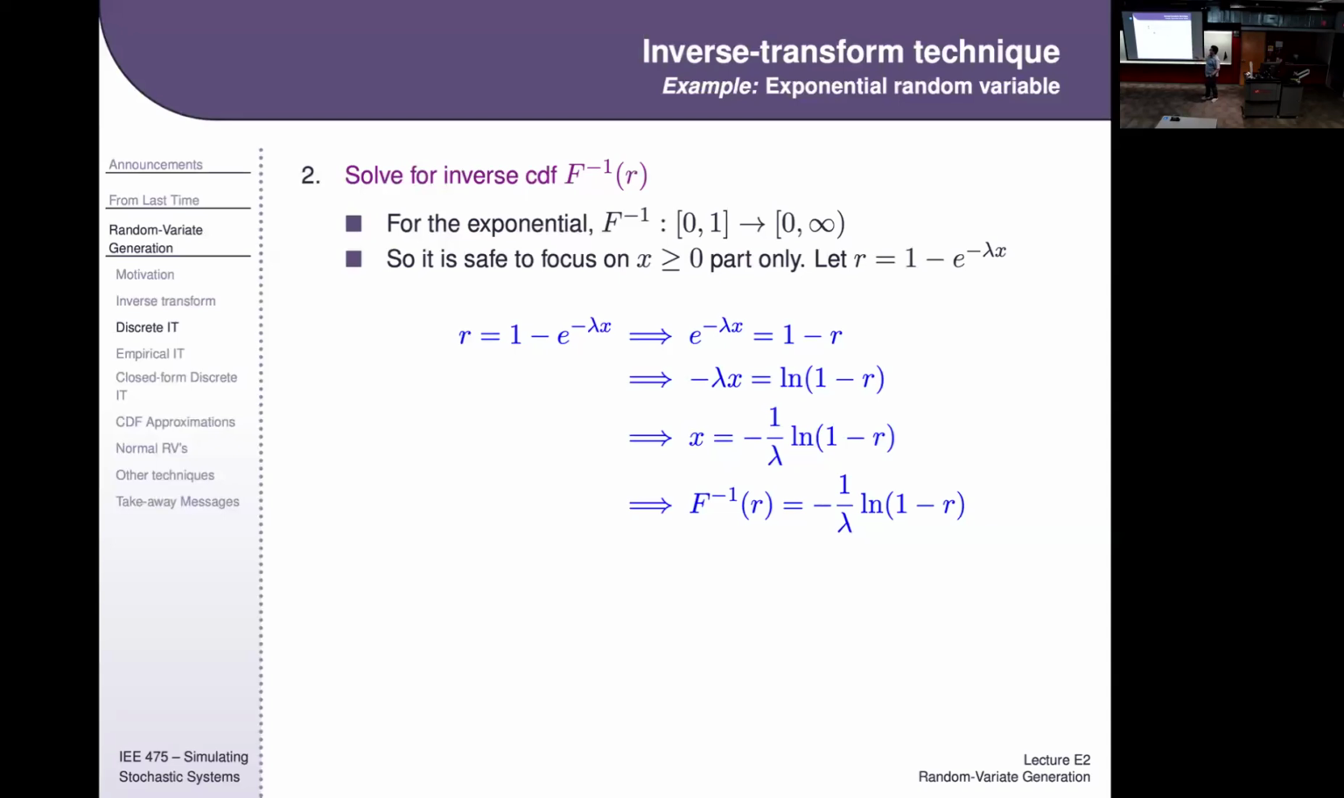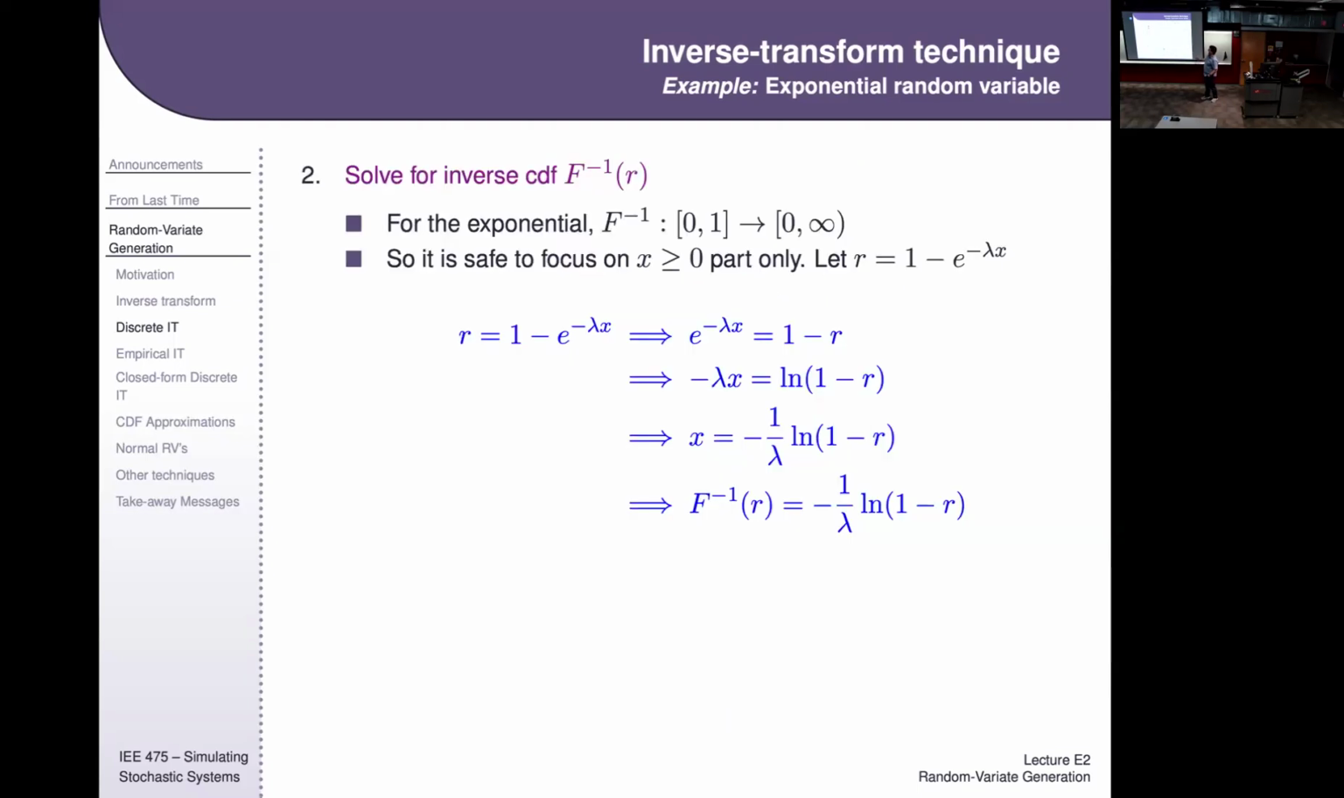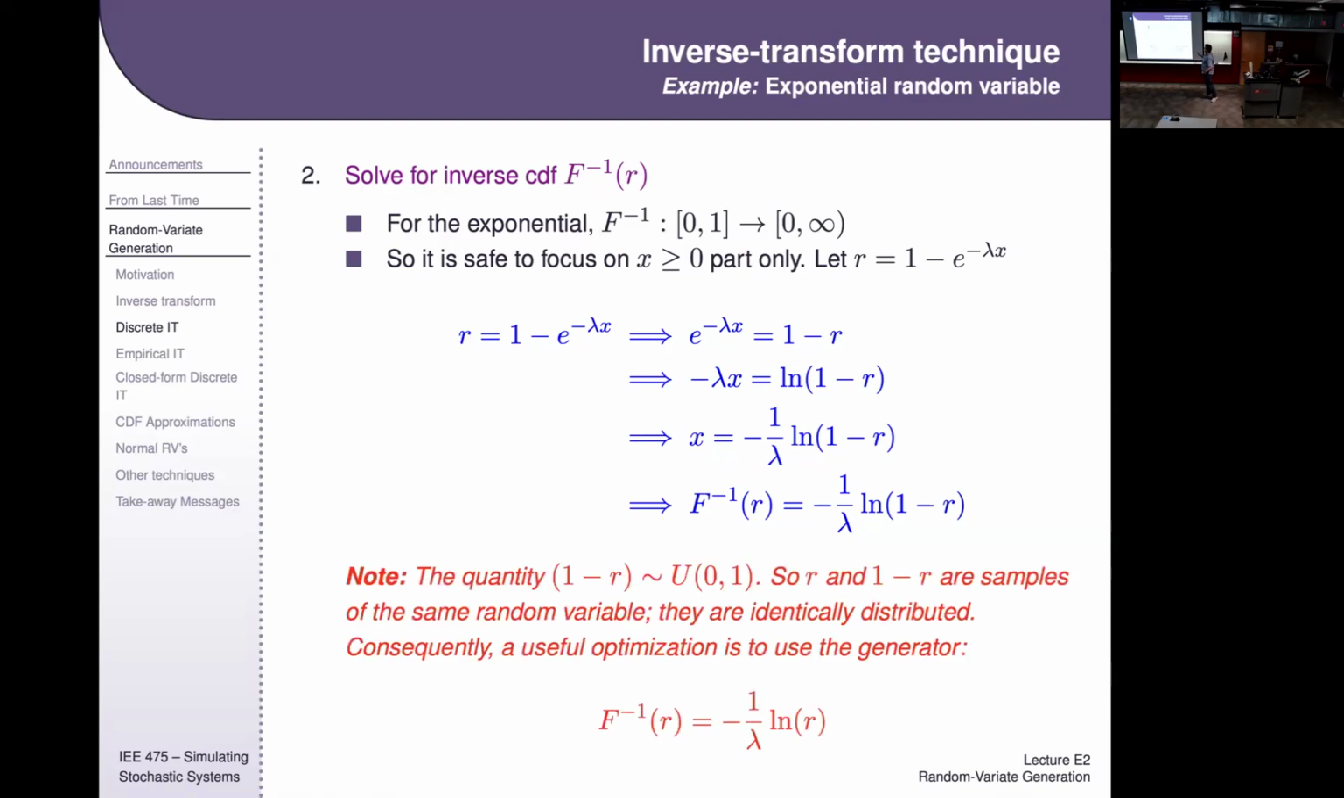So I'm going to set R equal to that bottom part, the only part that actually has any support, and I'm going to solve for x. So I go down through here and this is my inverse CDF after some rearrangement, taking some natural logs, et cetera, et cetera. There you go.